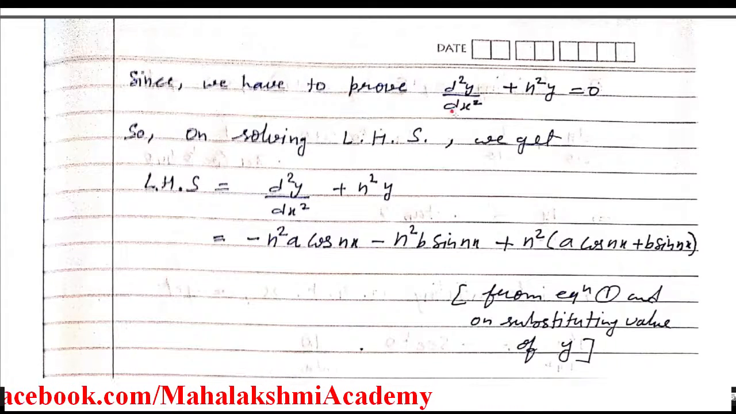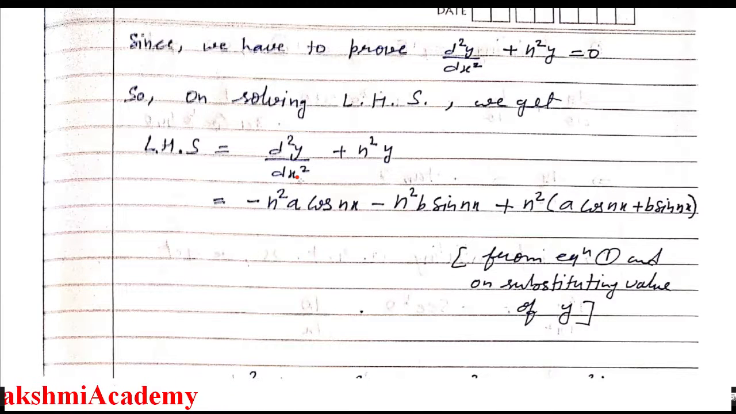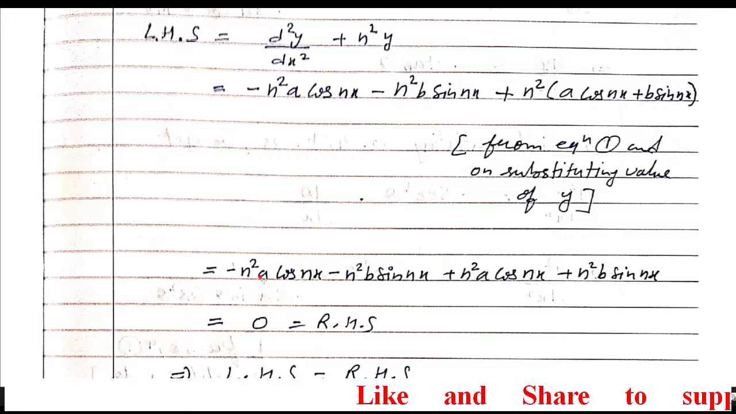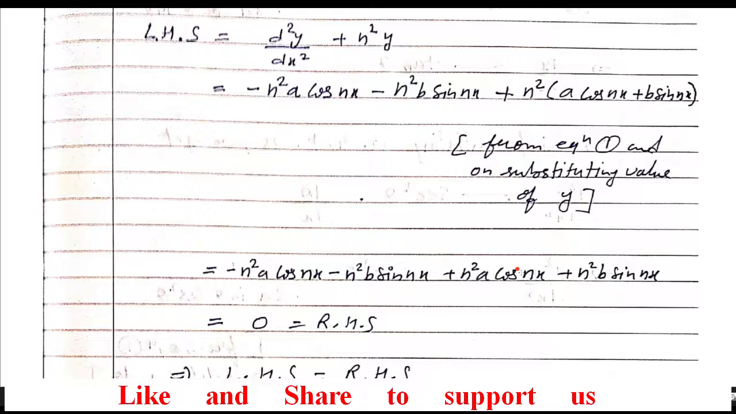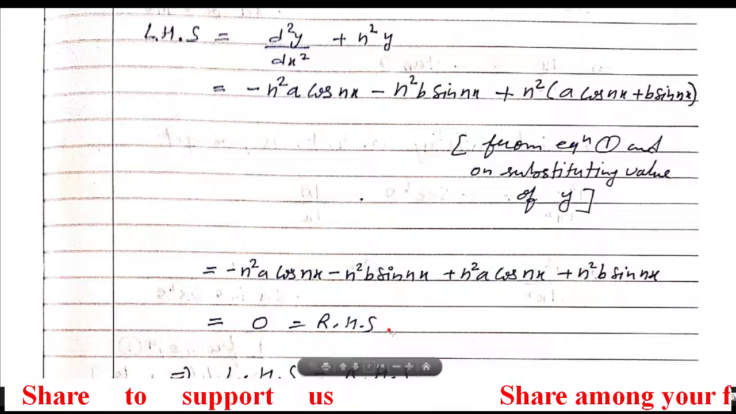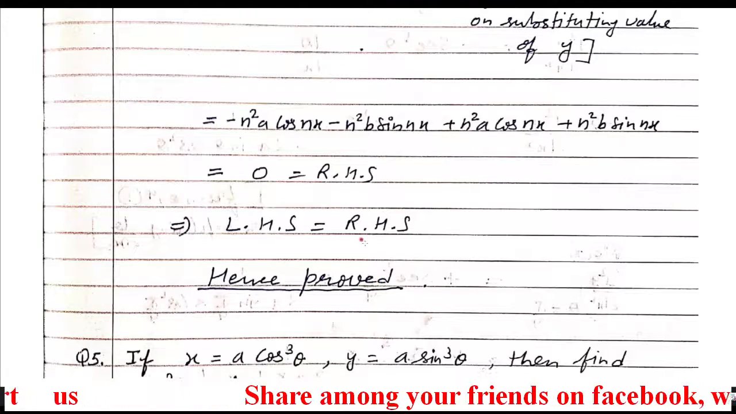Now since we have to prove this result, in the left hand side we put the values from equation 1, and here you have n square y, so the value of y is already available in the question, put it here and open the bracket. When you open it, you will see this term and this term are like terms with opposite signs, so they cancel each other, and this term and this term also cancel each other and you will obtain 0. So like this, the required result is proved.